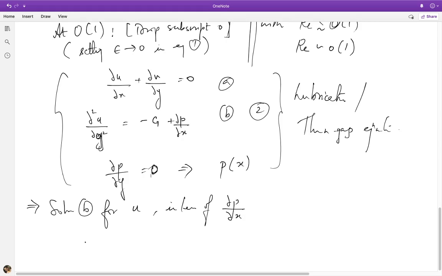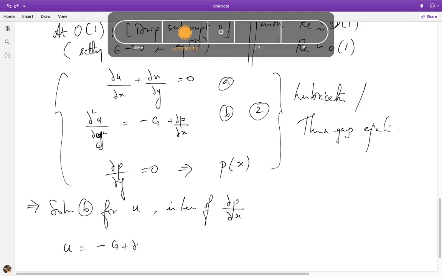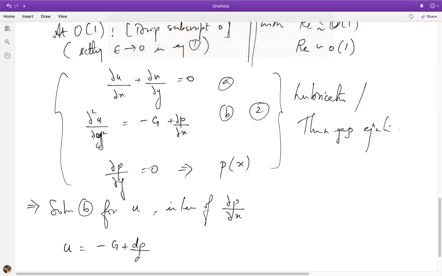Alright, so what do I get from here? It's just a simple direct integration at this point. Right, so a direct integration would leave me with u equals minus g plus, in fact I can now write it as dp dx, right, because it's only varying in the x direction, times, I would have y square by 2 plus some constant times y plus another constant.